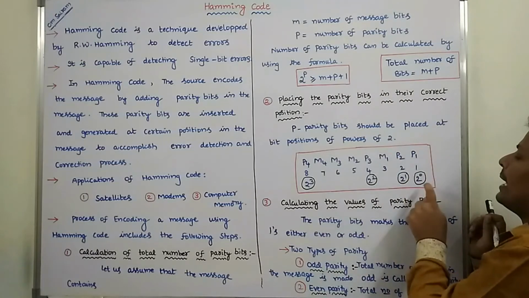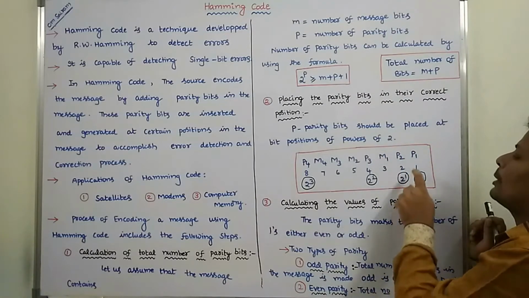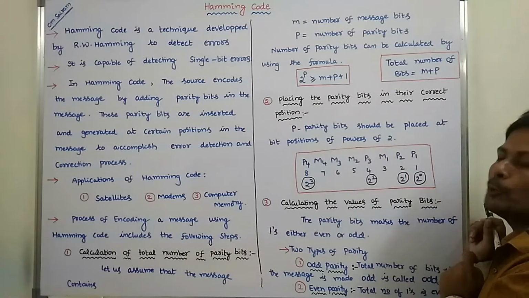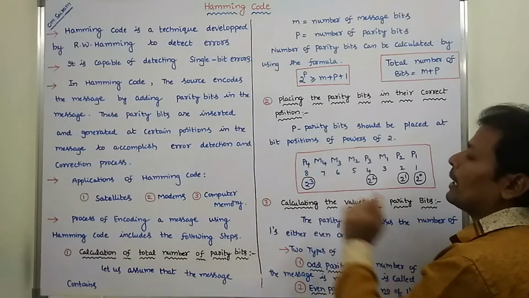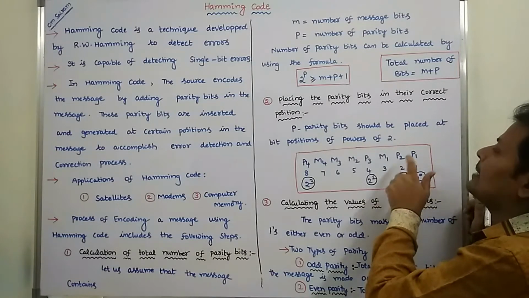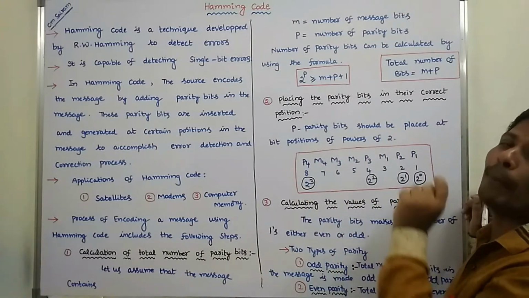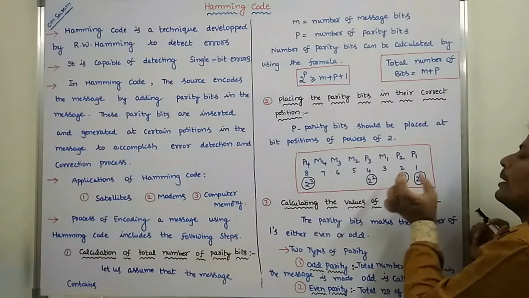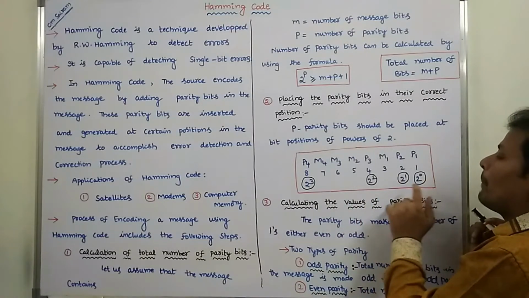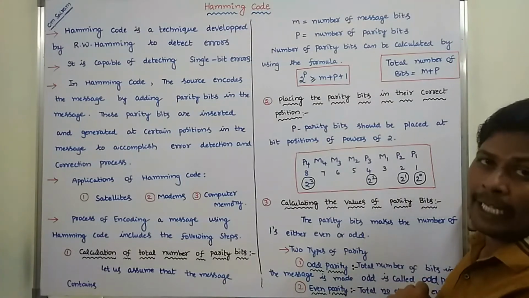P1 is located at 2 power 0 position and P2 is located at 2 power 1 position. P3 is located at 2 power 2 position and P4 is located at 2 power 3 position. Only parity bits are located at bit positions of powers of 2. Here 2 power 0, 2 power 1, 2 power 2, 2 power 3. Only at powers of 2 positions we have to place the parity bits.